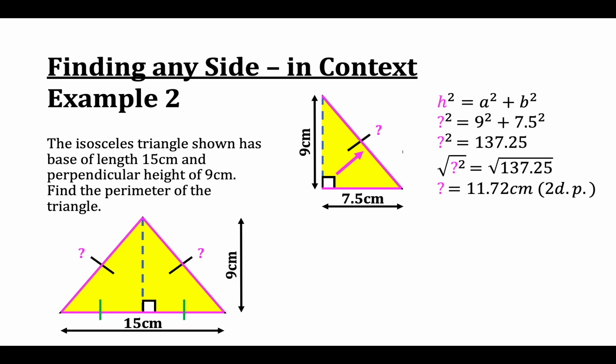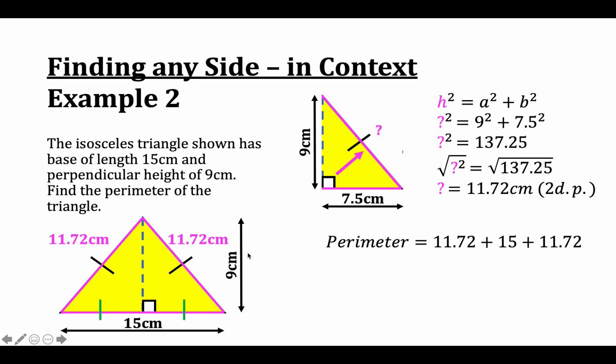Now, going back to the question, I'm not finished because it asked me to find the perimeter of the triangle. So the perimeter then, I now know that those two missing lengths are 11.72. So the perimeter must be 11.72 plus 15 plus 11.72, which in total gives me a perimeter of 38.44 centimetres.